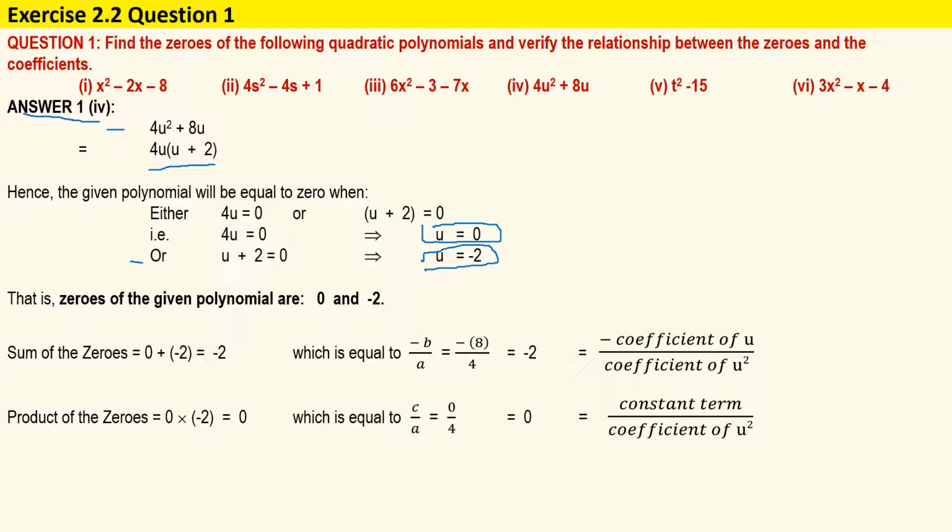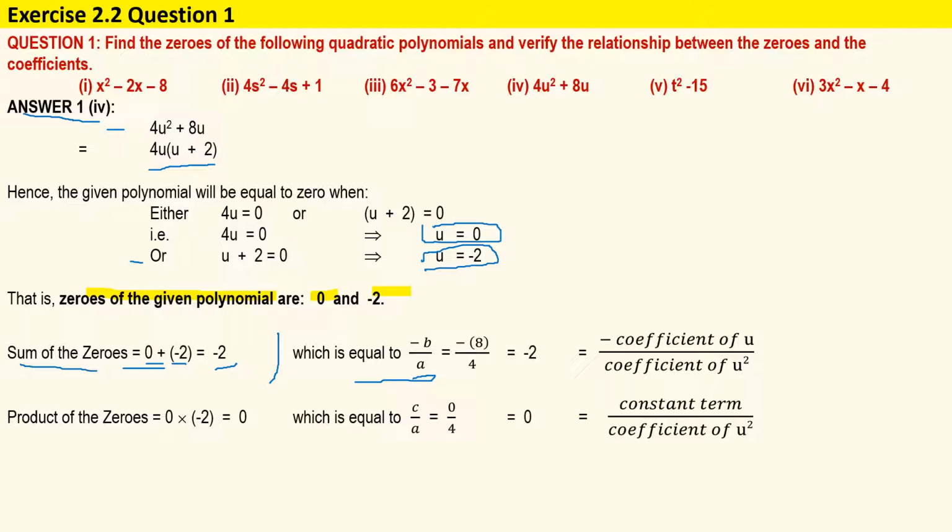That is, we have found the zeros of the given polynomial as 0 and minus 2. So now let's start the verification process. The sum of the zeros which we just found will be 0 plus minus 2, which is equal to minus 2. And this sum is indeed equal to minus b by a.